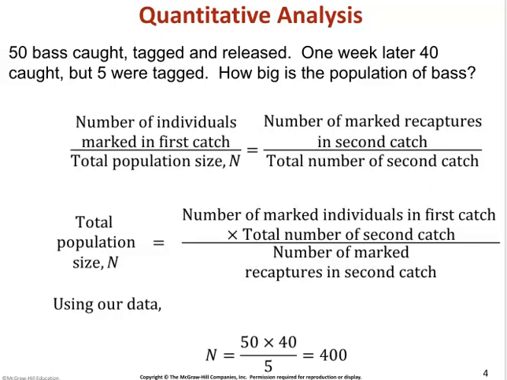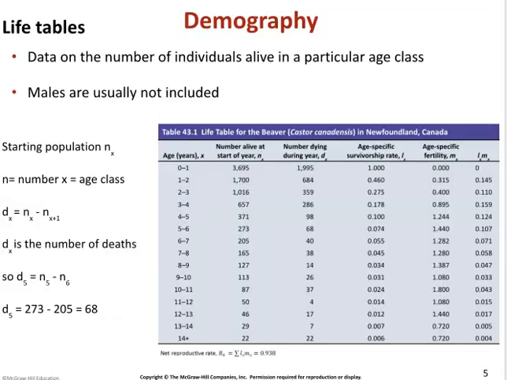Well, this one did 40 caught the second time instead of 50. So the way I had done it, it would have been 500. Right? 50 times 50 divided by 5 is 500. If you caught 40 the second week and 5 were tagged, then you have 50 times 40 divided by 5, which gives us 400. So that's how we look at the population size based on the capture and release method.